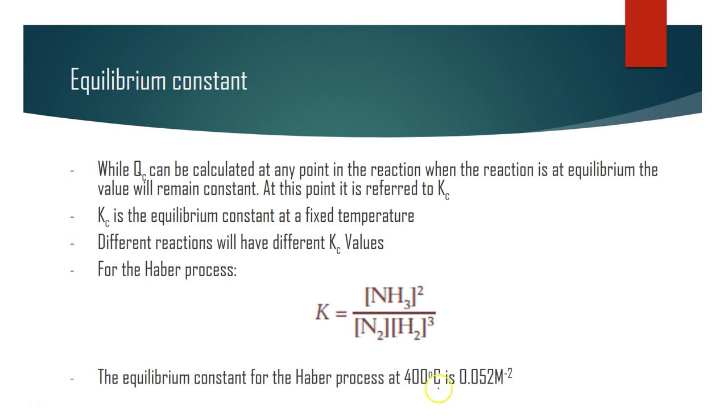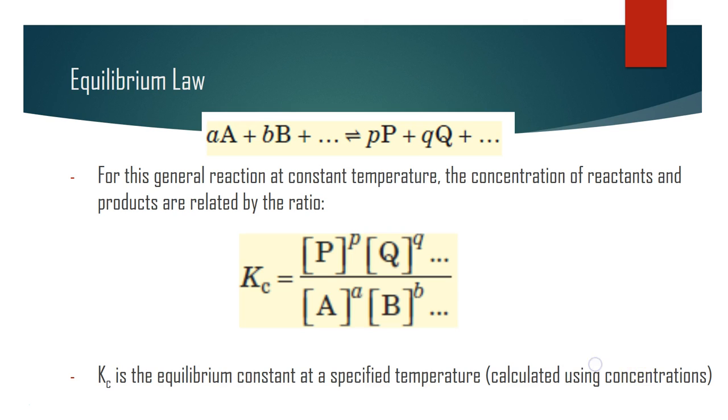Okay, so if we look at this, we can see that it tells us that the equilibrium constant for the Haber process at 400 degrees C is 0.052 M to the negative 2. Okay, so this is telling us that at this temperature, this is a measure of the ratio between the products and the reactants. This is the general form of our equilibrium law, okay, and so we can see that Kc is equal to our products P and Q raised to their coefficients divided by their reactants.